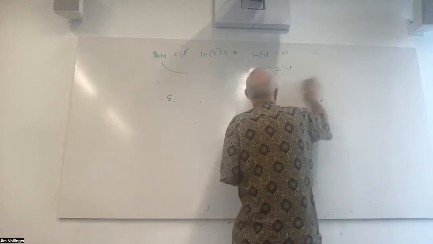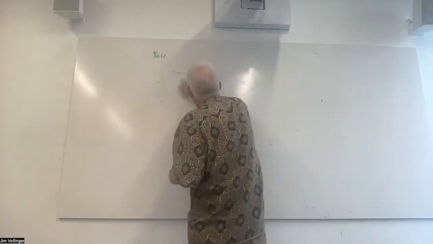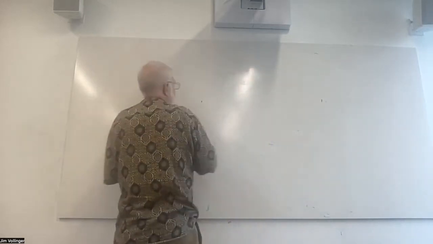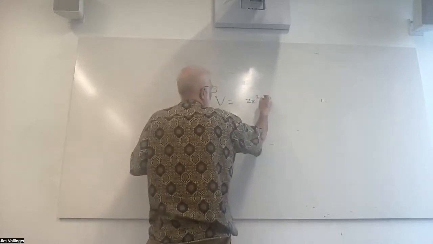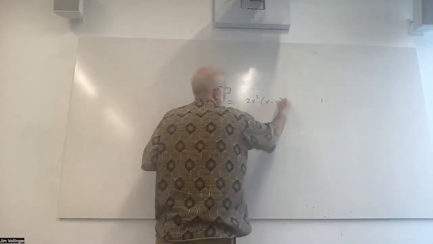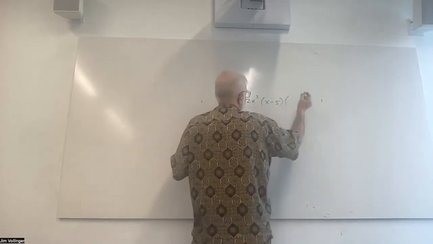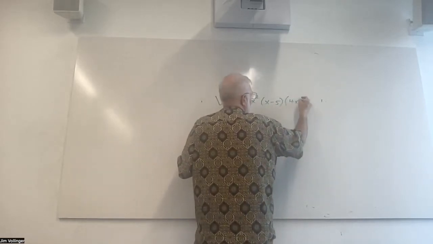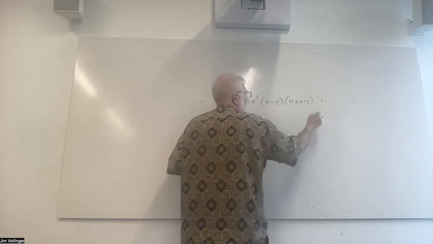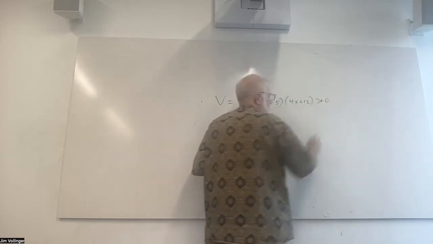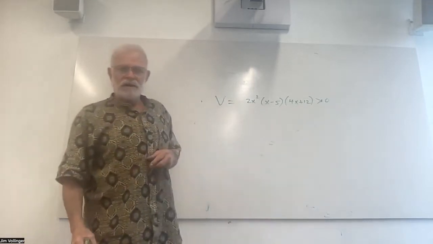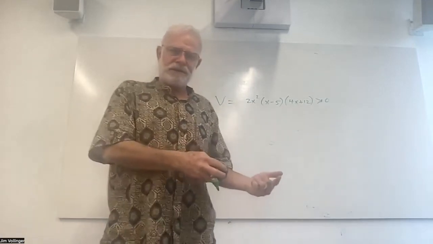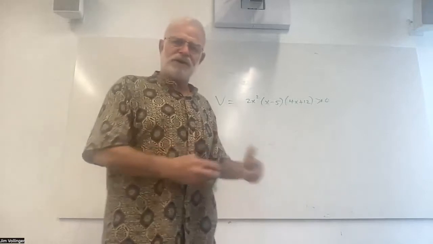in a calculus class. So let's say that I have a velocity equal to 2x squared, x minus 5, I don't know, 4x plus 12. And I want to know when this function is greater than 0. Okay, now when a velocity is greater than 0, that means something's increasing. All right, because velocity is a rate of change.